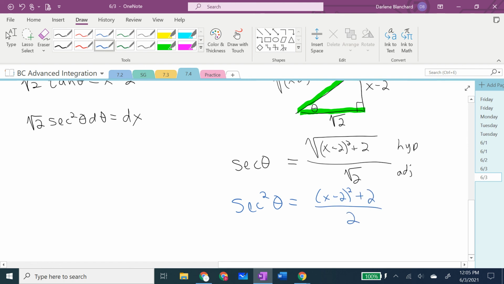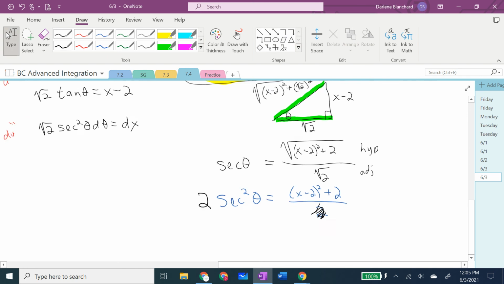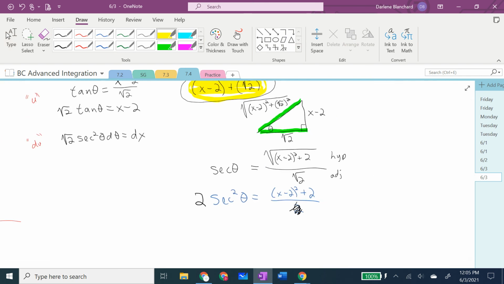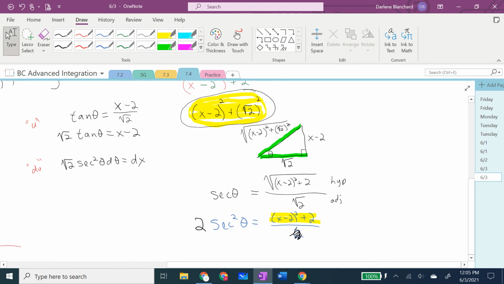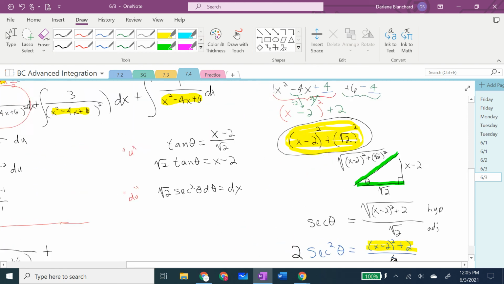And then I'm going to multiply the 2 over. And now I have that highlighted portion, which is 2 times secant squared theta. And now I'm ready for my trig substitution.